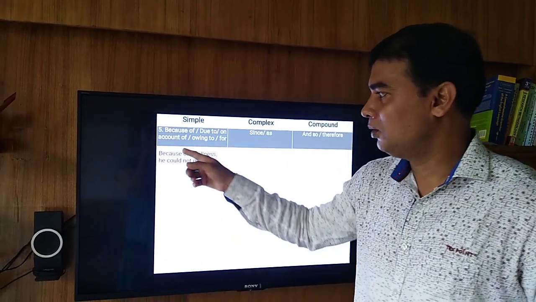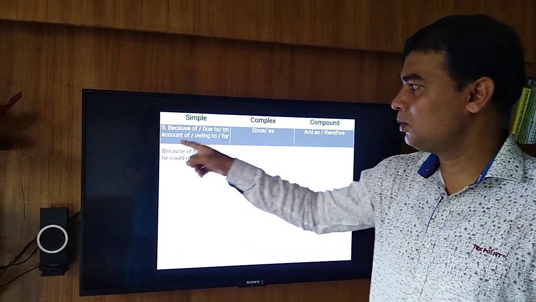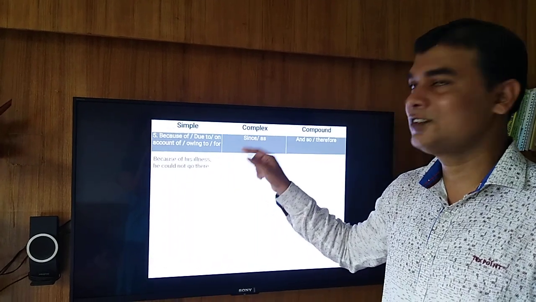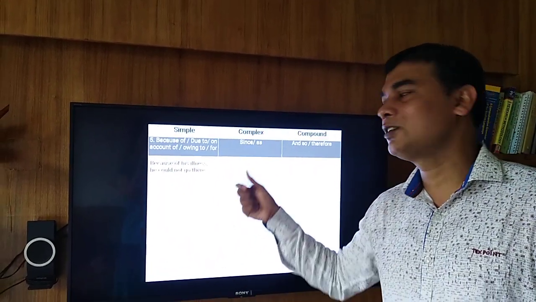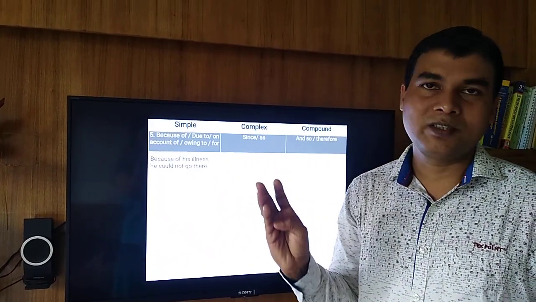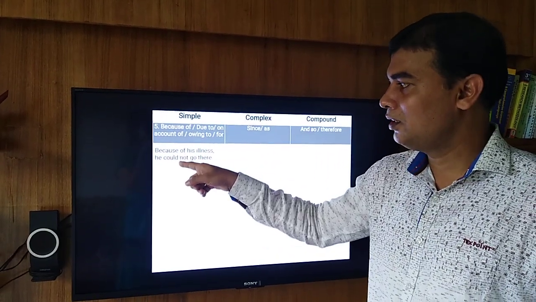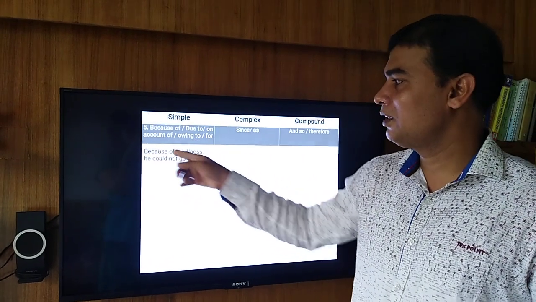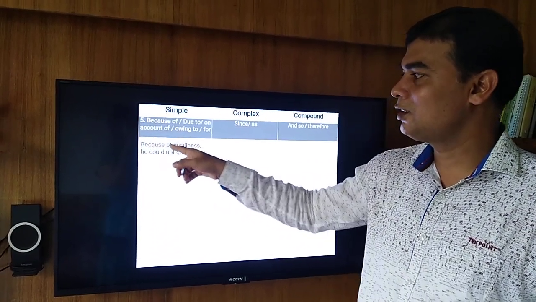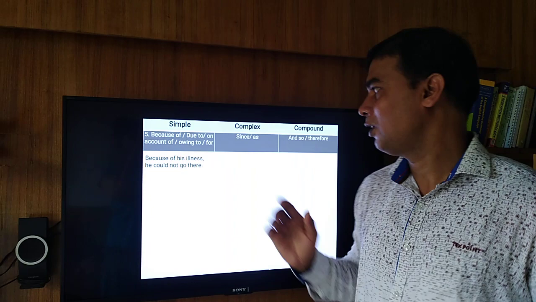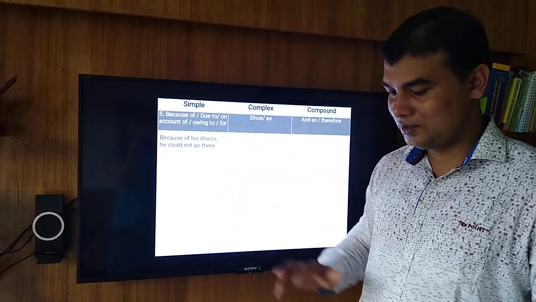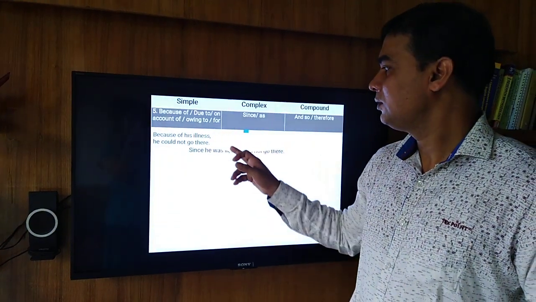Okay, so now you have to transform "because of his illness" into a subordinate clause with a subordinate conjunction, because in a complex sentence you need first of all a principal clause that you have already found in the simple sentence, and now you need a subordinate clause. You have to make the subordinate clause just by changing this portion, "because of his illness". Okay, so we can start with "since" as the subordinate conjunction, and then the subject.